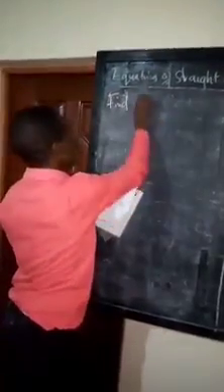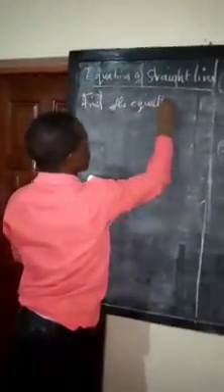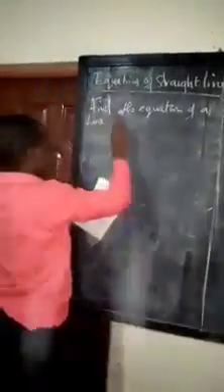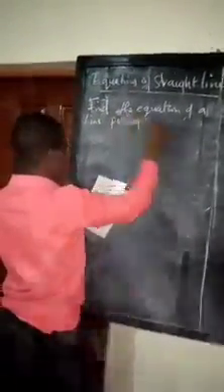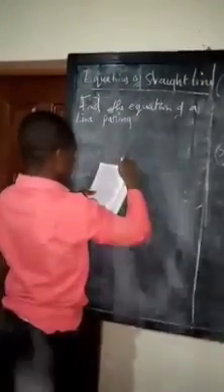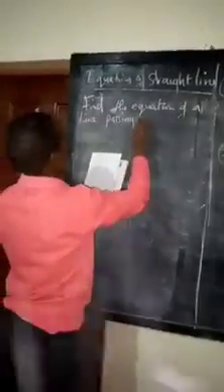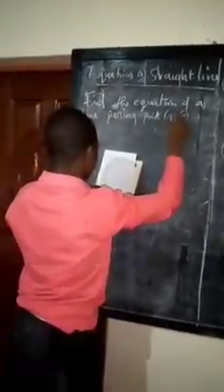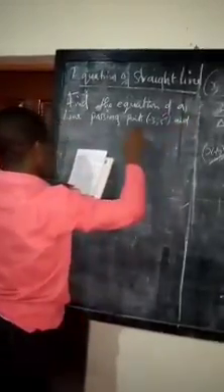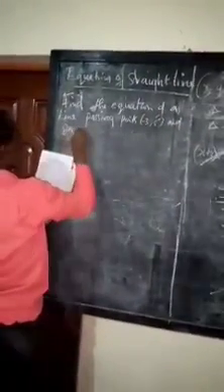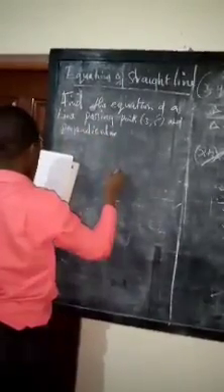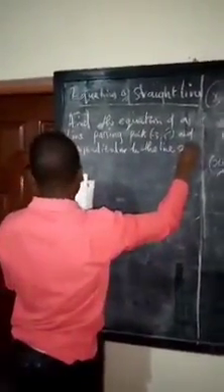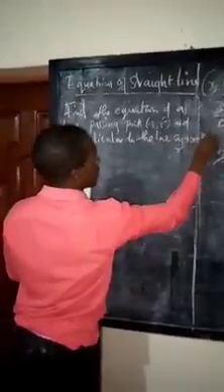Yes, we find the equation. Find the equation of a line passing through point negative 3, 5, and perpendicular to the line 2y plus x minus 3 equals 0.